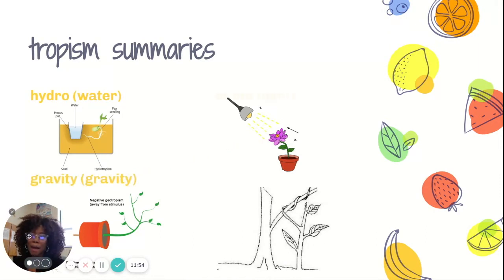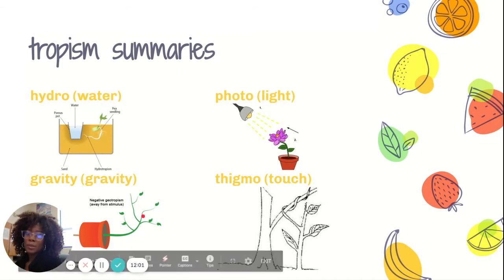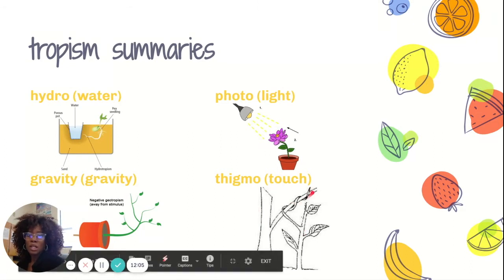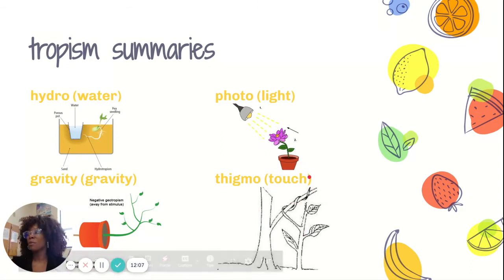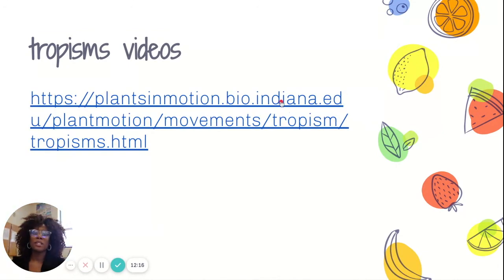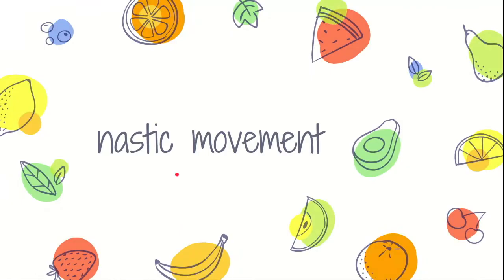Okay, so just to recap again what these tropisms are. Hydro is water, hydrotropism. Gravity, gravitropism. Photo, light tropism. Thigmo, touch tropism. So you should be able to know these if you see it in a picture, if I tell you about it, anything like that. You should be able to just know those words. We have some tropism videos I'm going to show you.